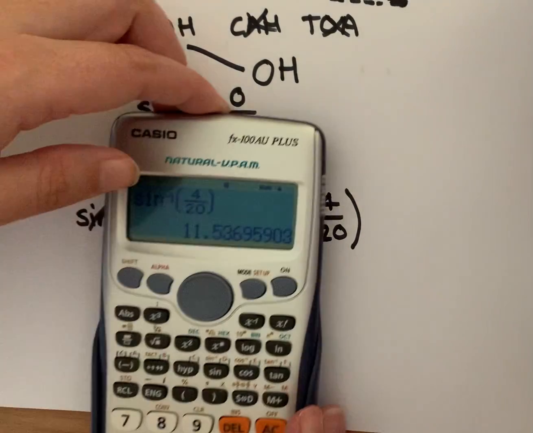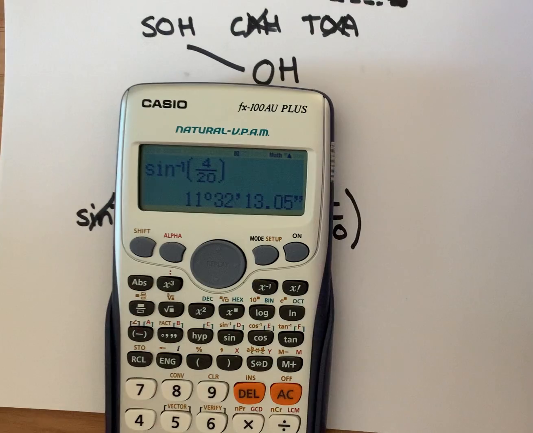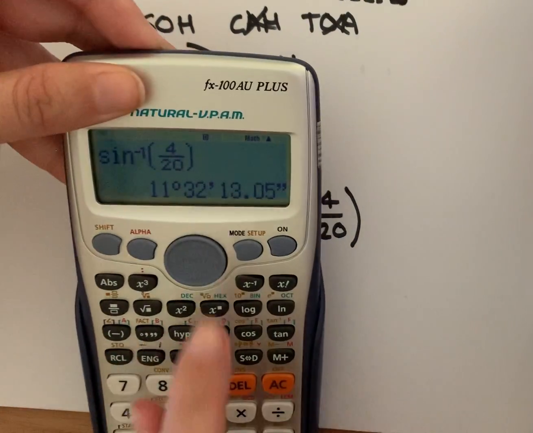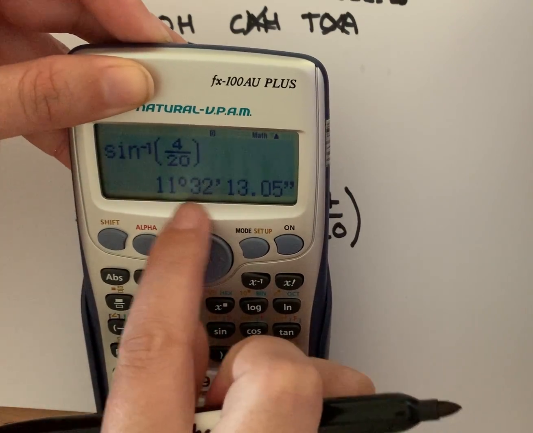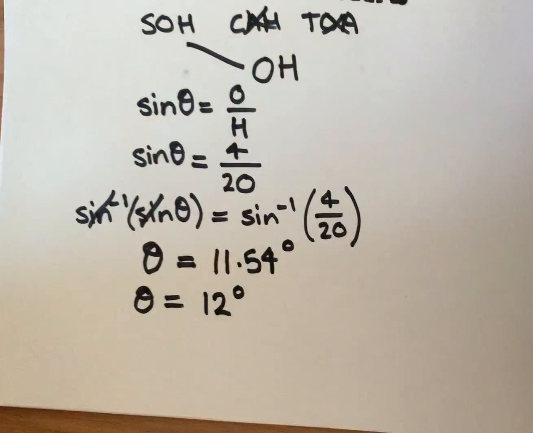We can also change it to degrees, minutes, and seconds using our degrees, minutes, seconds button. And you can see that our minutes, it's over 30 minutes, so it's over halfway, so you round up here as well, so it's 12 degrees.